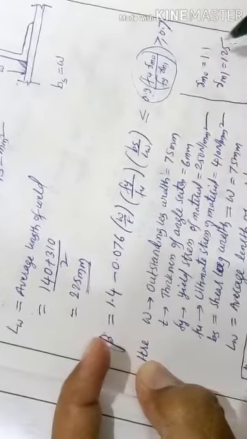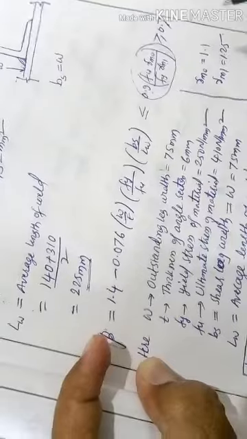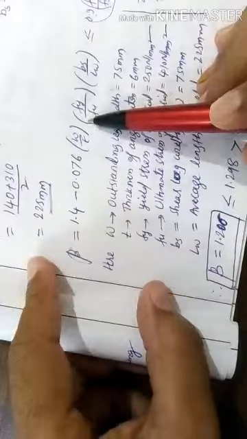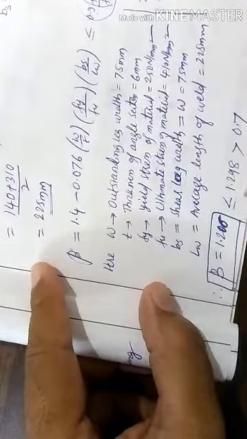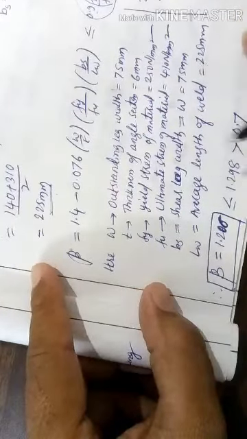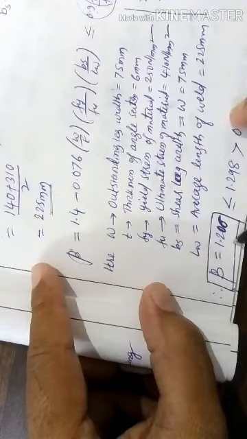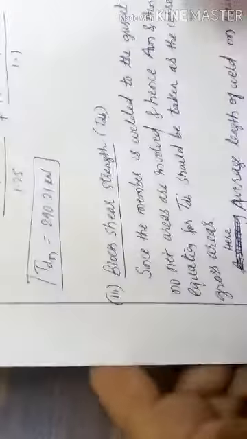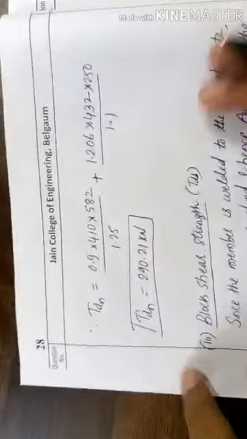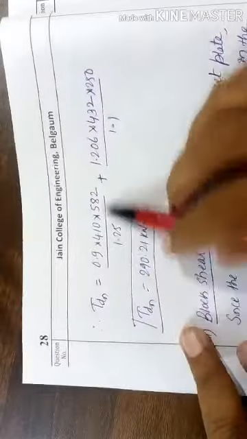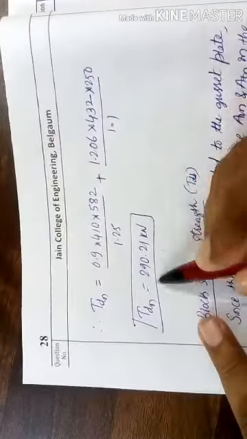Again gamma MO 1.2, gamma ML 1.25. Suppose if it comes to be less than 0.7, you have to take it as 0.7. Okay, so after calculating beta, the next is what? You have to calculate TDN. Substitute all the values in this formula, you will be getting TDN. This is TDN, strength due to rupture.